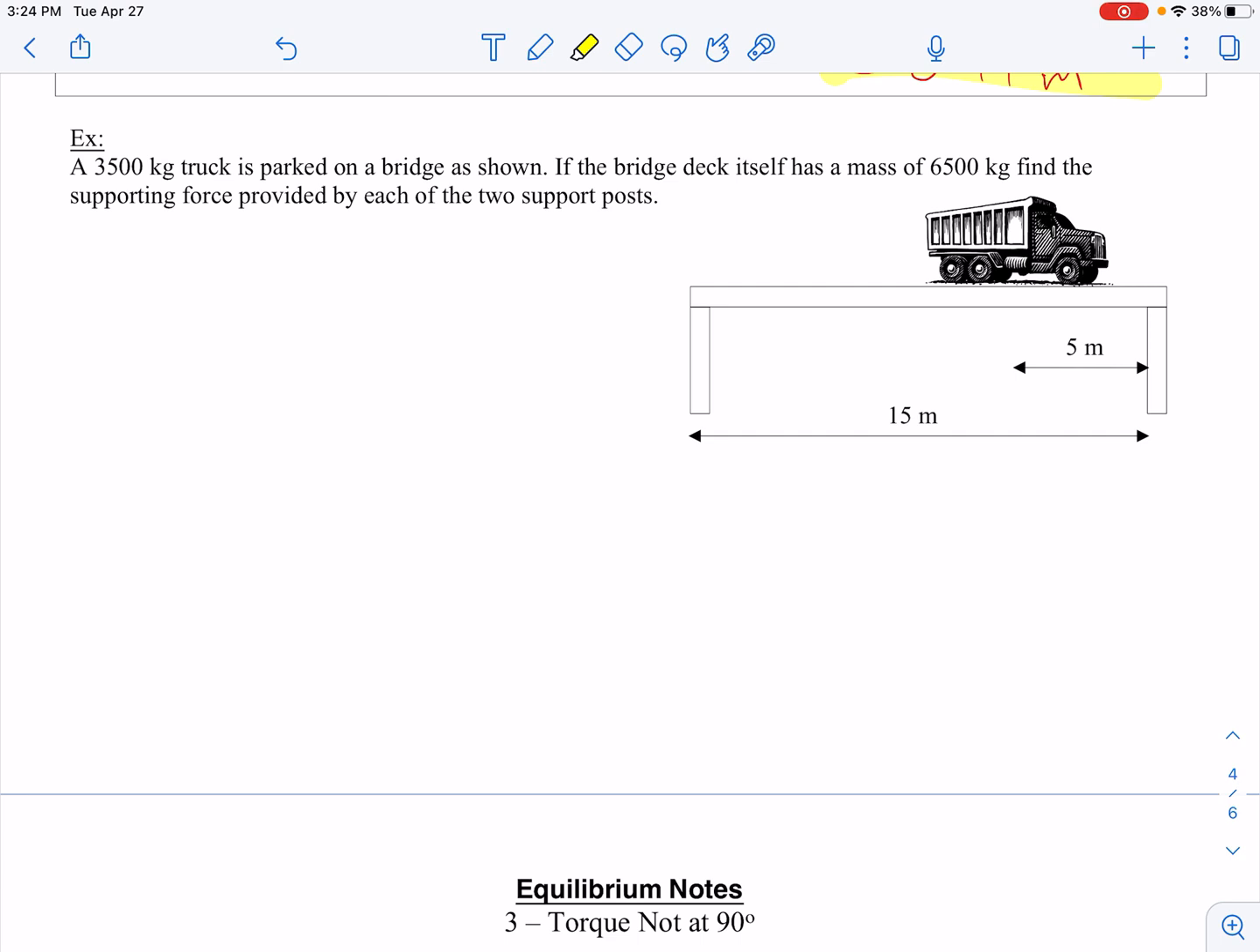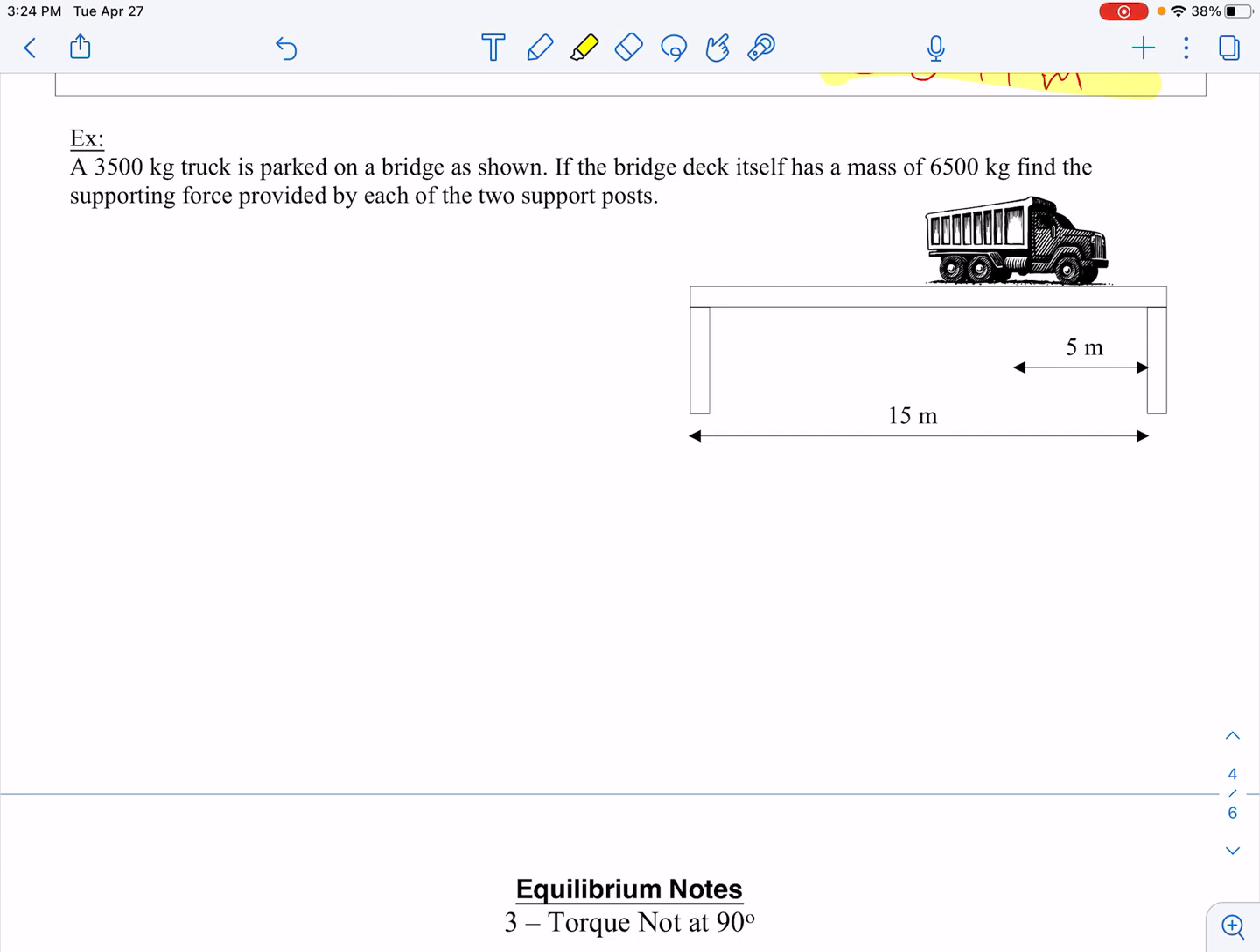If the bridge deck itself has a mass of 6,500 kilograms, find the supporting force provided by each of the two support posts. All right, so this is a good one because, again, this is very engineering related. So again, in this case, we have a bridge. We definitely want it to be in rotational equilibrium. We want it to be in every type of equilibrium.